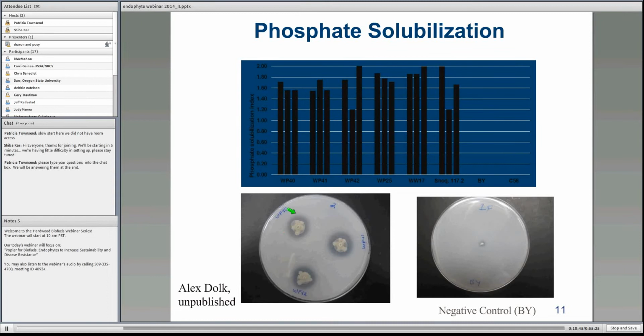We've shown that many of these endophytes, in this graph that you can't see very clearly, have a very strong ability to solubilize that phosphate. The controls were down here that are not able to solubilize the phosphate. Here's a picture of one of the controls. If it can't solubilize the phosphate, the microorganism can't really grow well on this medium either.